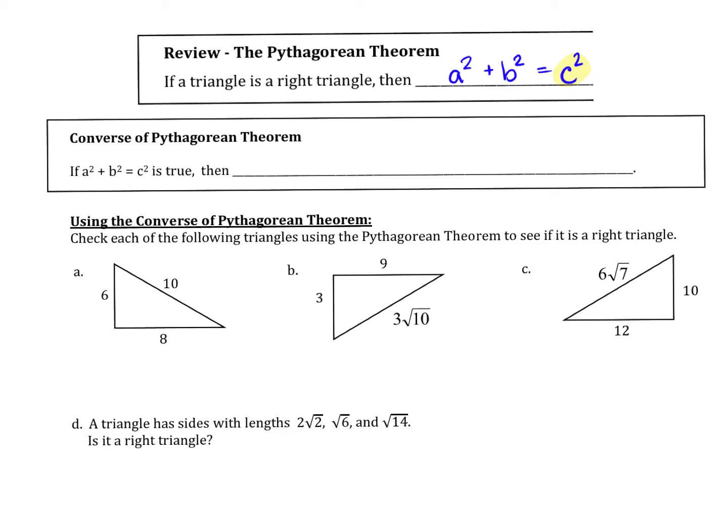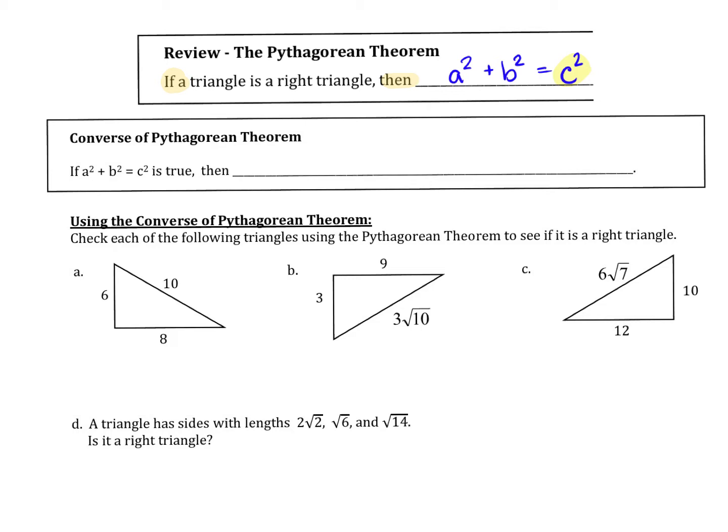Hey guys, today we're going to work on the converse of the Pythagorean theorem. So before we talk about the converse, let's review. The Pythagorean theorem is: if a triangle is a right triangle, then a squared plus b squared equals c squared. That was from the notes from the last lesson.